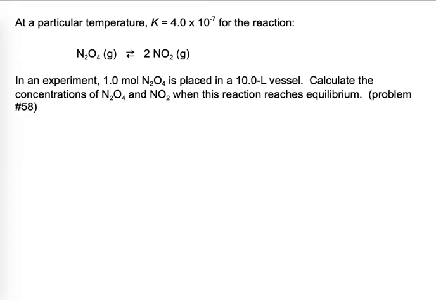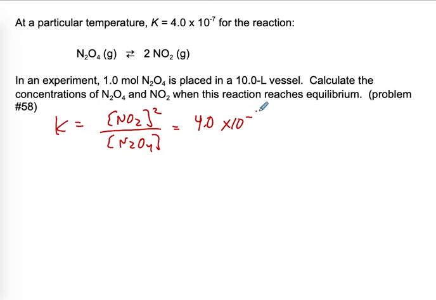Okay, so we're going to start, as always, by writing out the K expression. K is equal to the concentration of NO2 squared divided by the concentration of N2O4, which is equal to 4.0 times 10 to the negative 7th. I'll set up my ICE table. N2O4, NO2. My initial concentration of N2O4 is 0.10. My initial concentration of NO2 is 0.